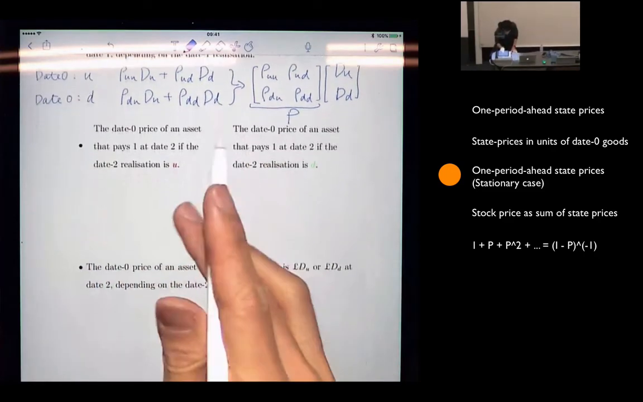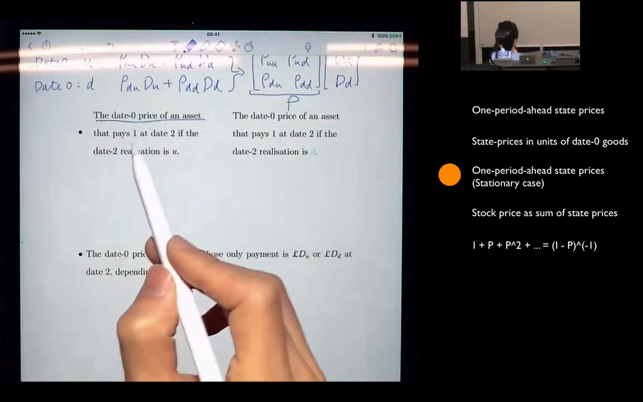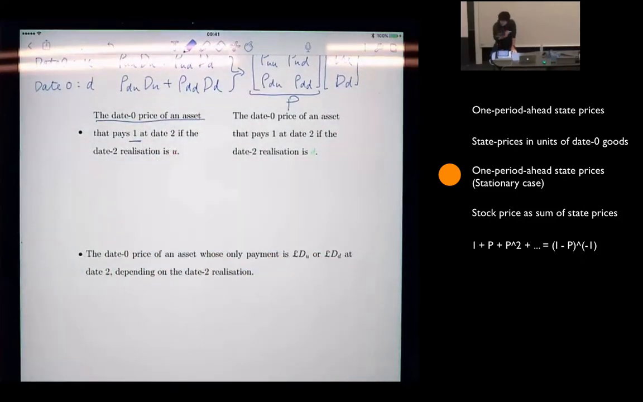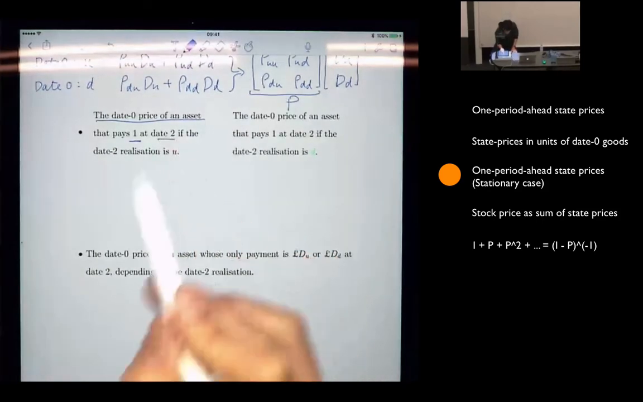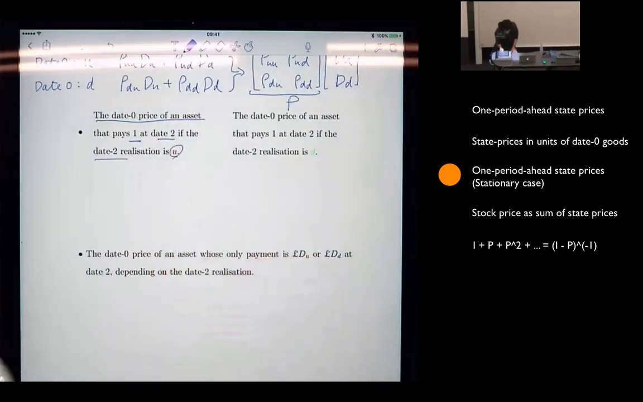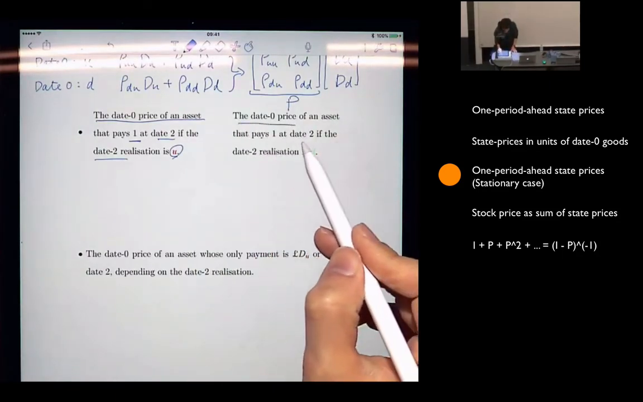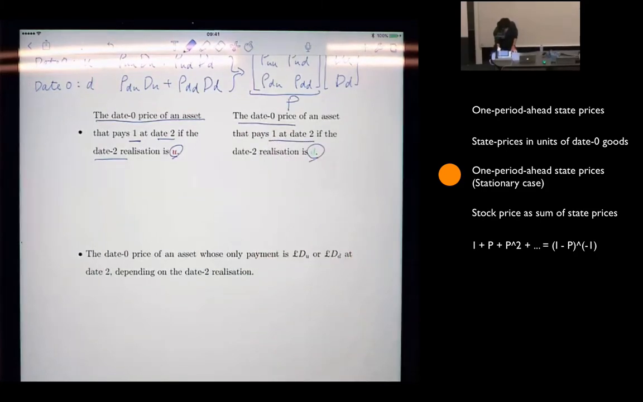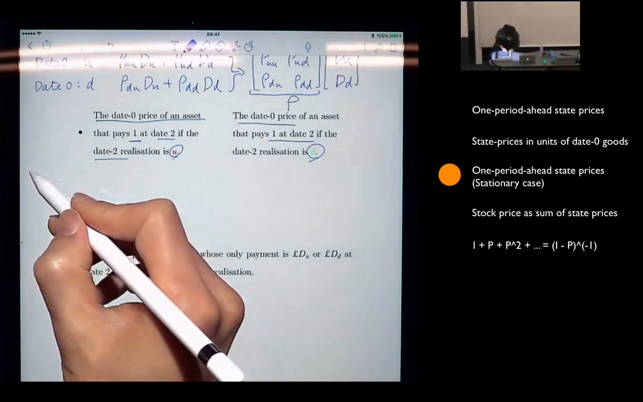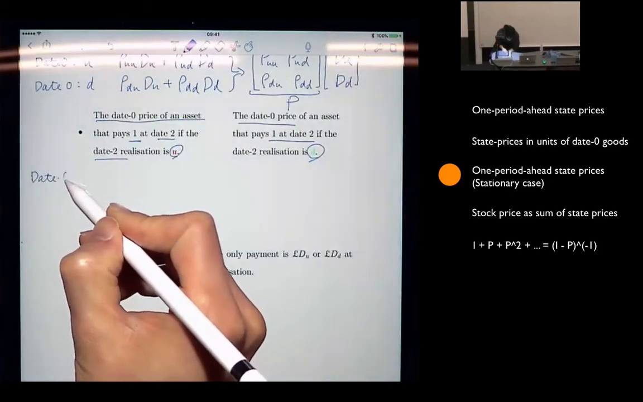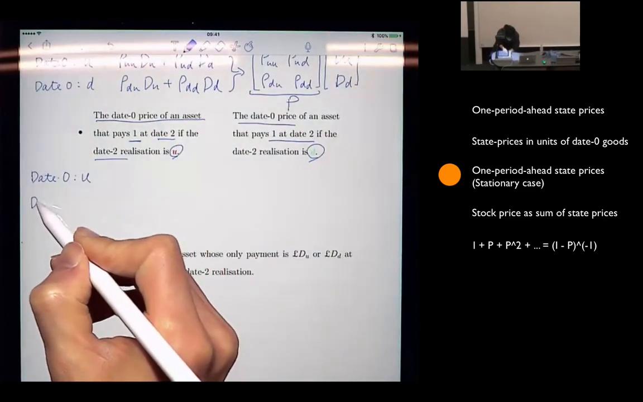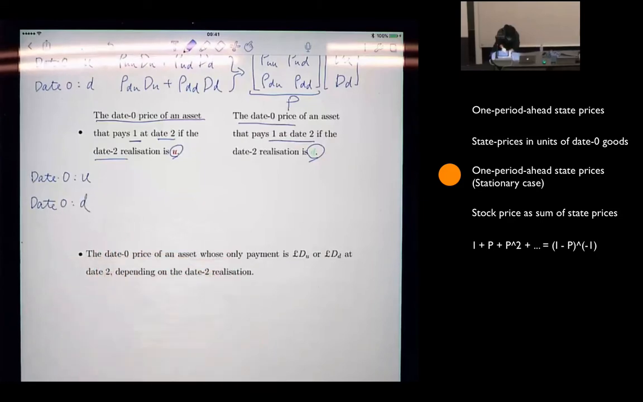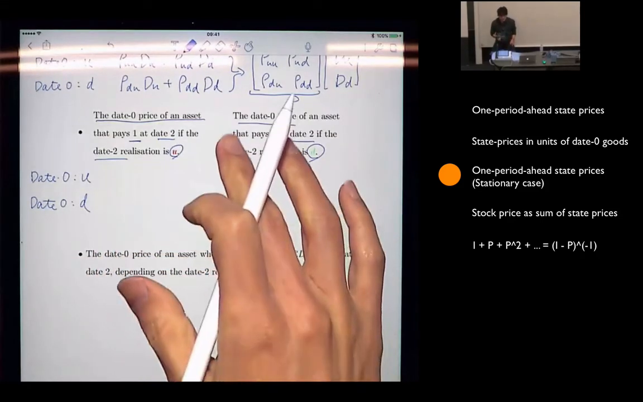Question 2. What is the date zero price of an asset that pays 1 unit of consumption good at date 2 if the date 2 economy is up? What is the date zero price of an asset that pays 1 unit of date 2 good if the date 2 realization is down? The answer again depends on the date 0 initial state. The initial state can be up or down. The answer depends on that.